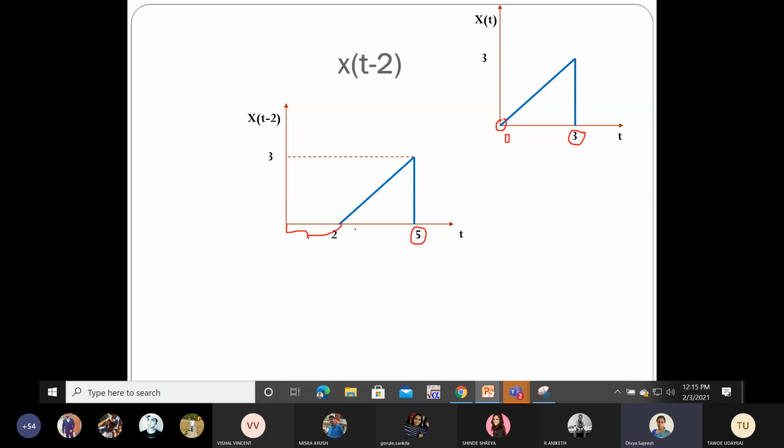Now advancing the signal. Can you tell me, if I do x of t plus 2, what will happen to the third position, where it will shift? Anyone? If you advance the signal by 2. Minus 2 to 0. Minus 2 to 0. No, it is wrong. Anyone else?